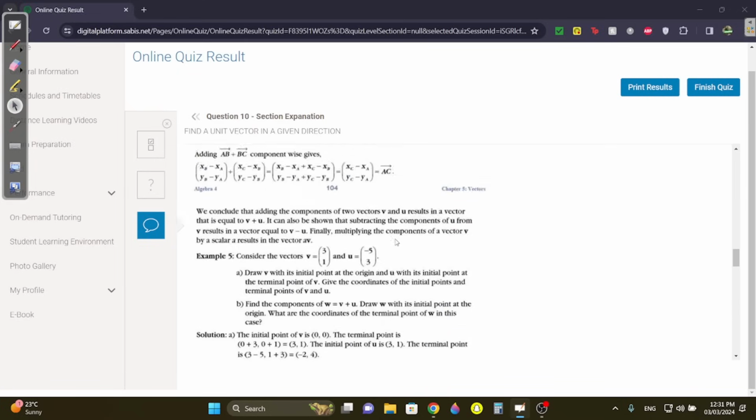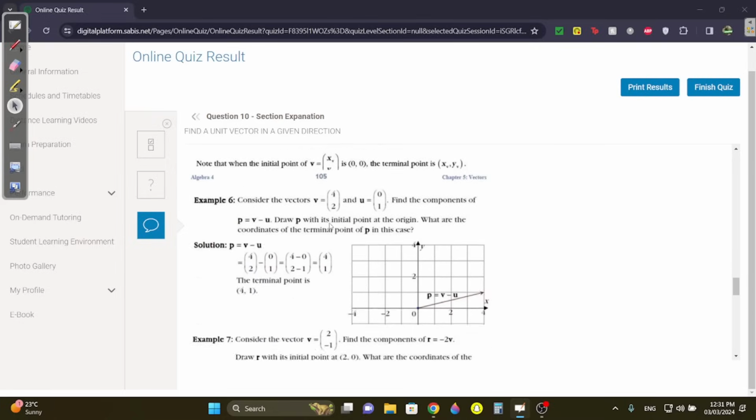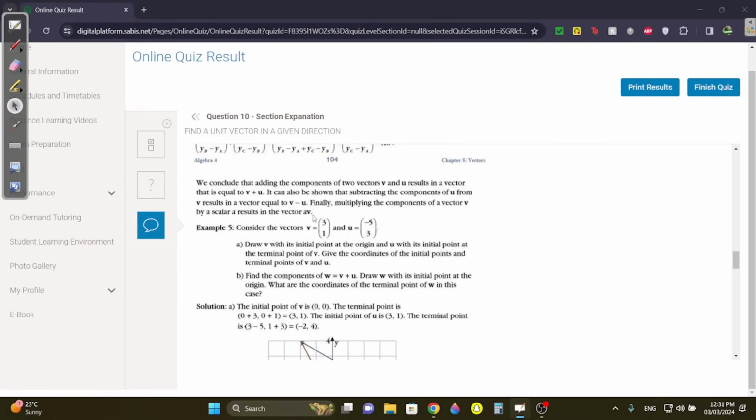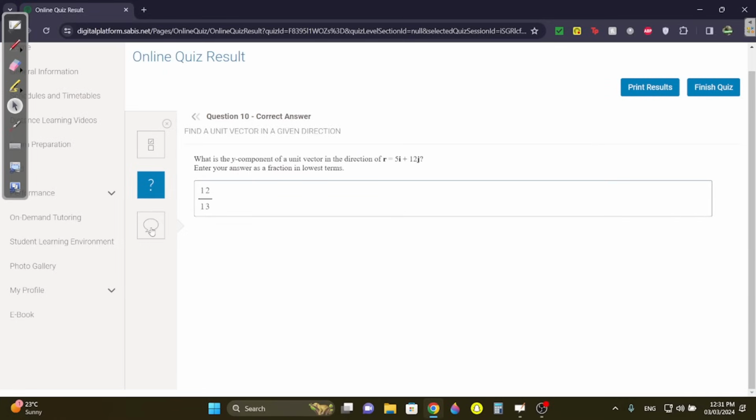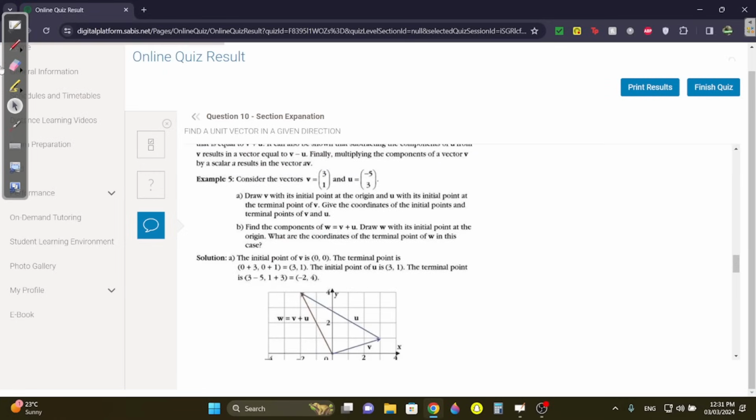What I'm going to solve with you is 5, 6, and 7. Consider the vectors v, it's 3, 1. Let me scroll down.